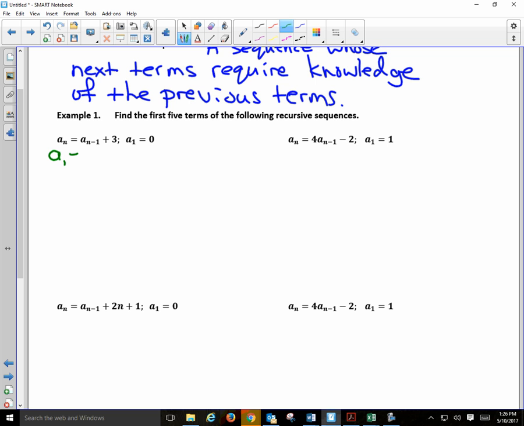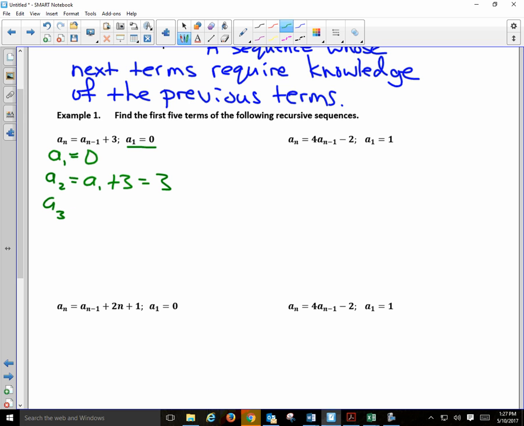I want to find a sub 1. Fortunately, a sub 1 is given to me. It's 0. A sub 2, I now have an n value of 2. So what does this part right here become? A sub 1 plus 3. So that's what I'm trying to now figure out. What is a sub 1 plus 3? Well, what is a sub 1? It's 0. It's the previous term.